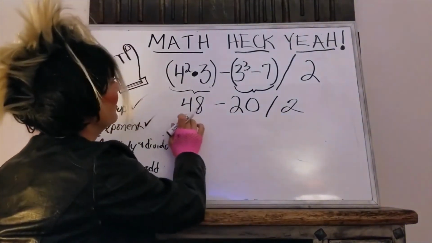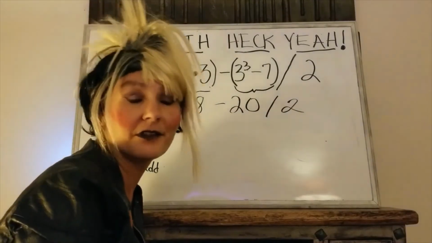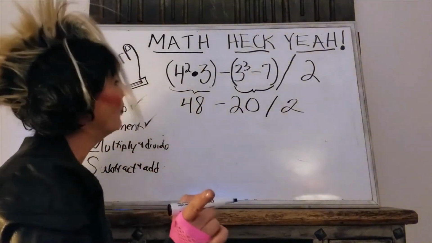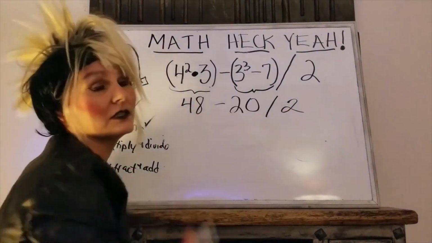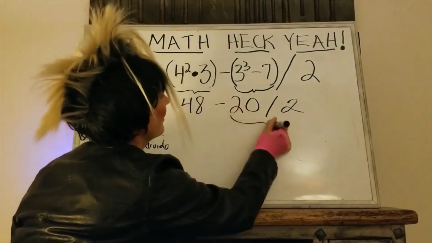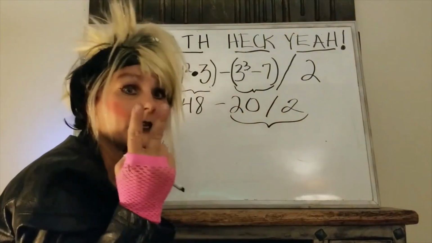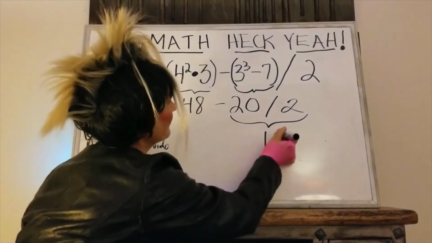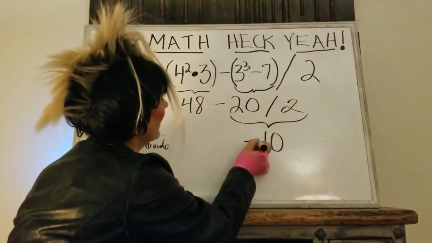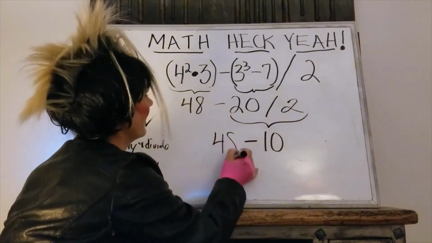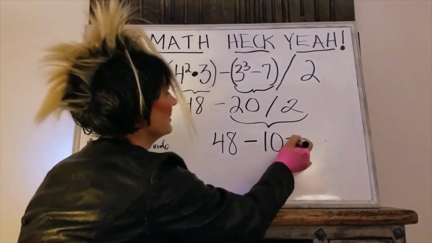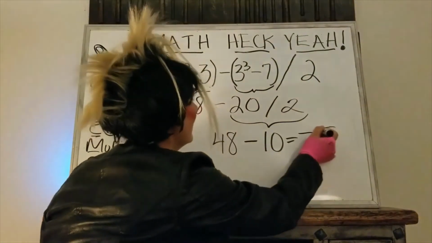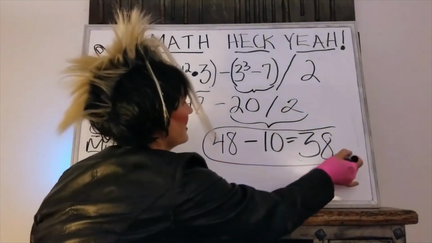So some people would do the subtraction first. I bet your parents would do that. Parents, they forget everything. But now you know that you don't subtract first. You actually divide first. So we're going to do this. And 20 divided by 2, that means you cut it into 2 equal pieces, is 10. And then we got the minus, we're going to write it backwards. 48 minus 10 is 38. That's your answer.